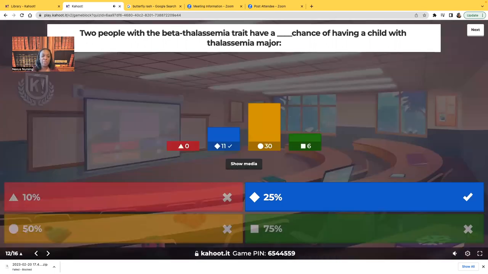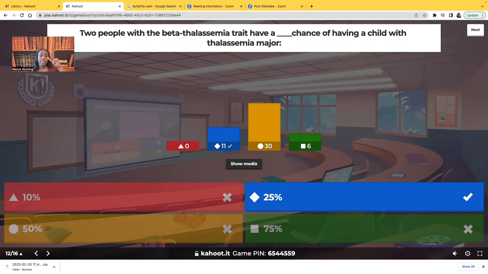Wow, 30% of you guys chose 50%, and it's not, guys, it is 25%. This is important, and NCLEX expects you to know this. By the way, beta thalassemia is an autosomal recessive disorder.